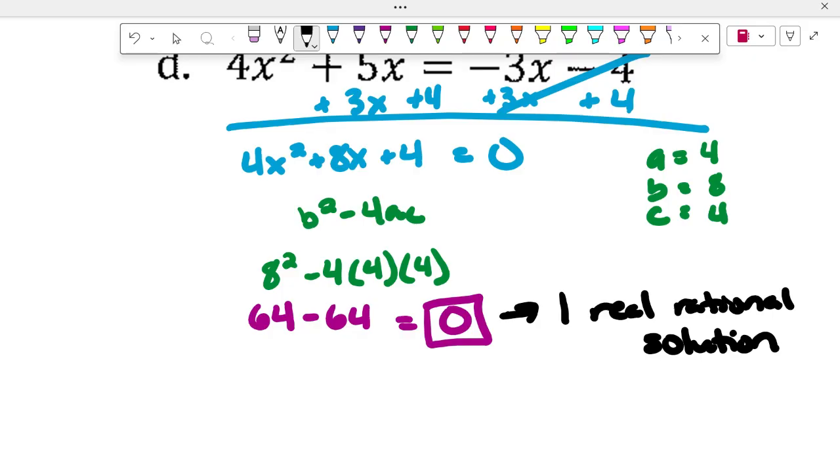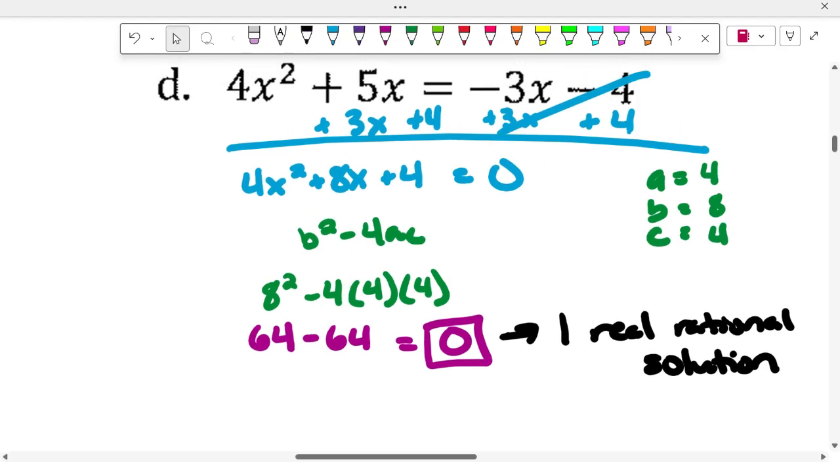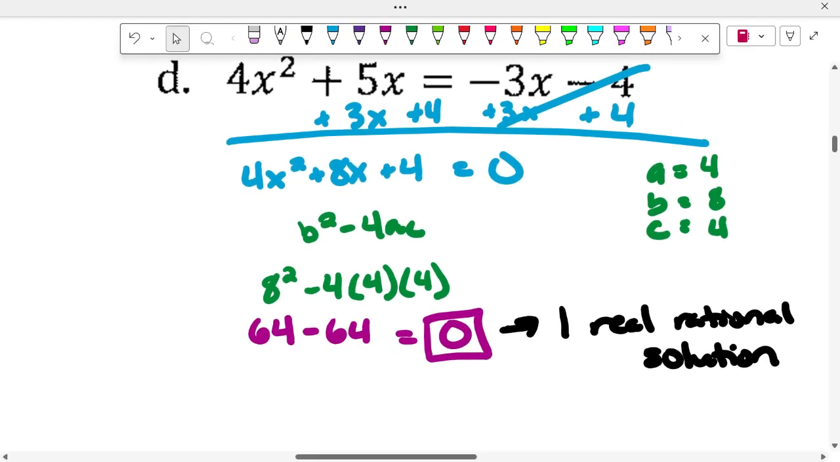All right. Check your answer. So I got 0 as my discriminant. Since 0 is a perfect square, that means my answer is going to be rational. And since it is 0, that means it's one real solution. So it's one real rational solution.